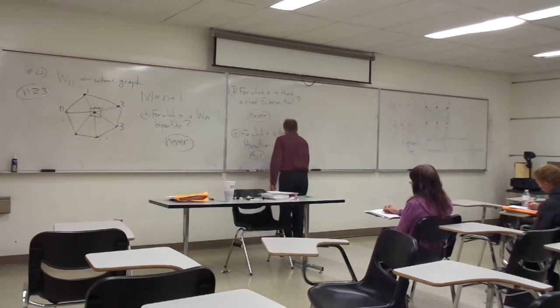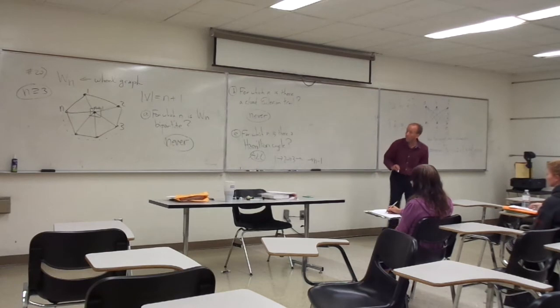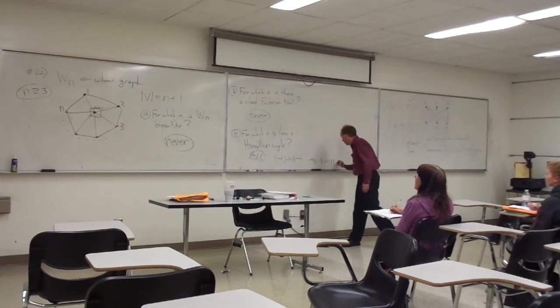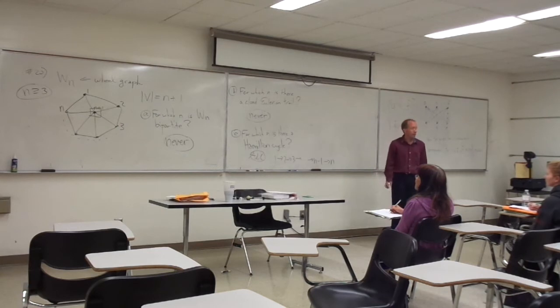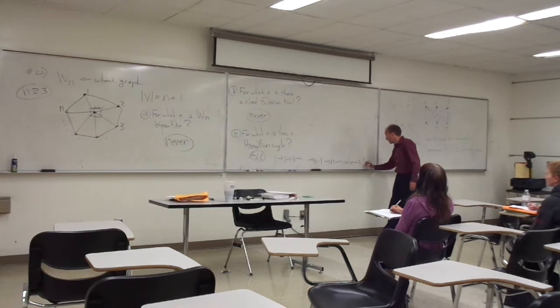Basically, you just go 1 to 2 to 3, all the way up until you get to the second to last vertex, which is n minus 1. Oh, I want to go all the way to n. Okay, good. I want to go all the way to n, and then go into the center, and then from the center, go back to 1, right?